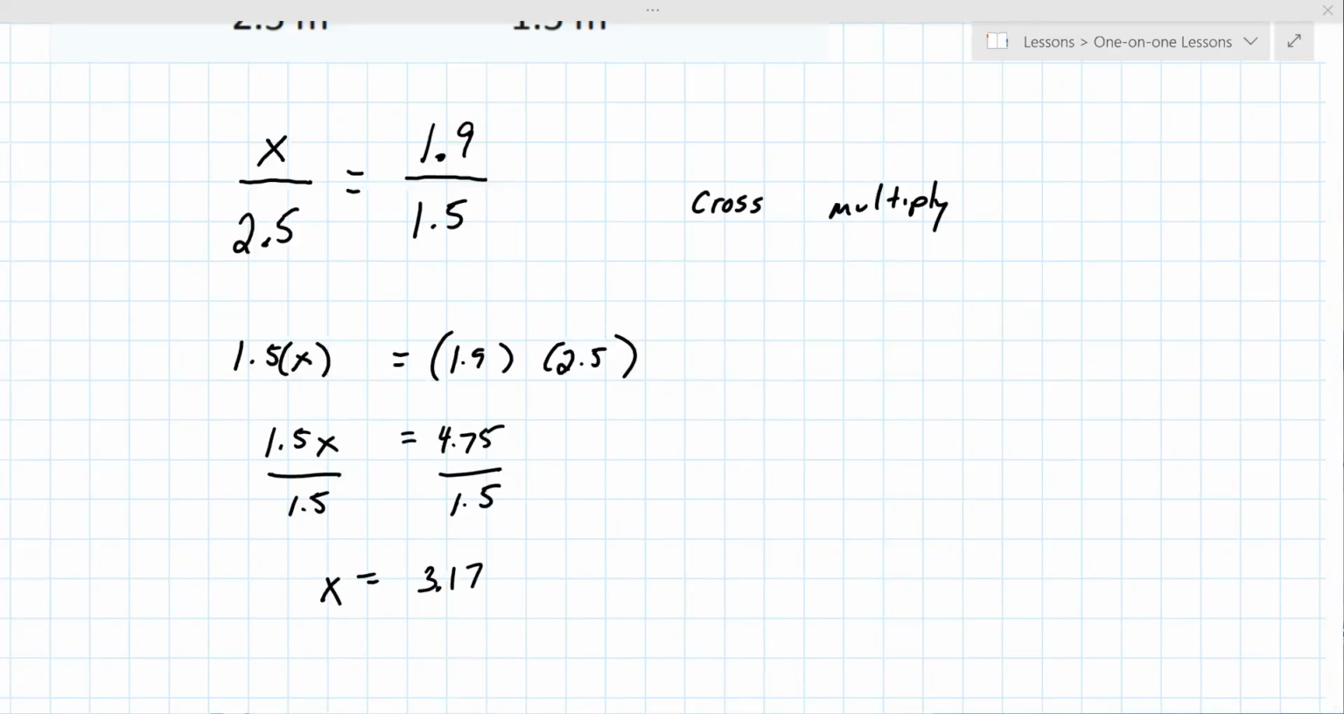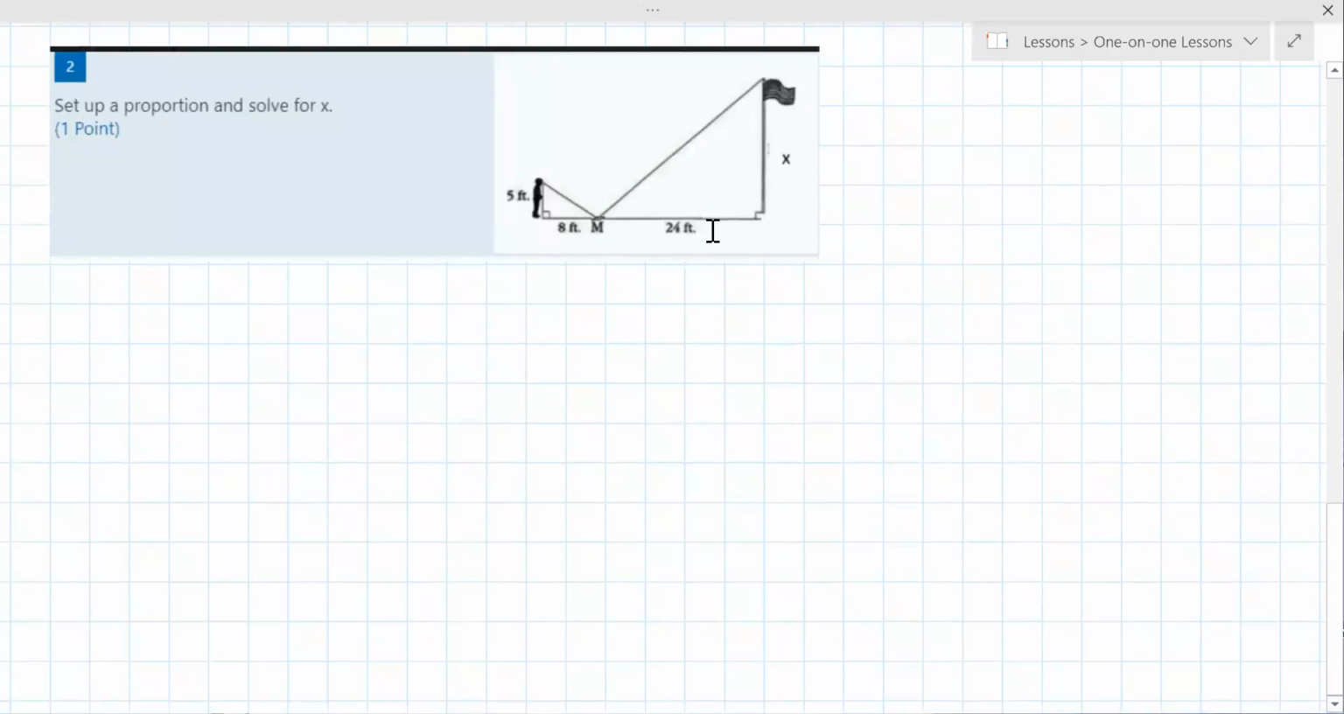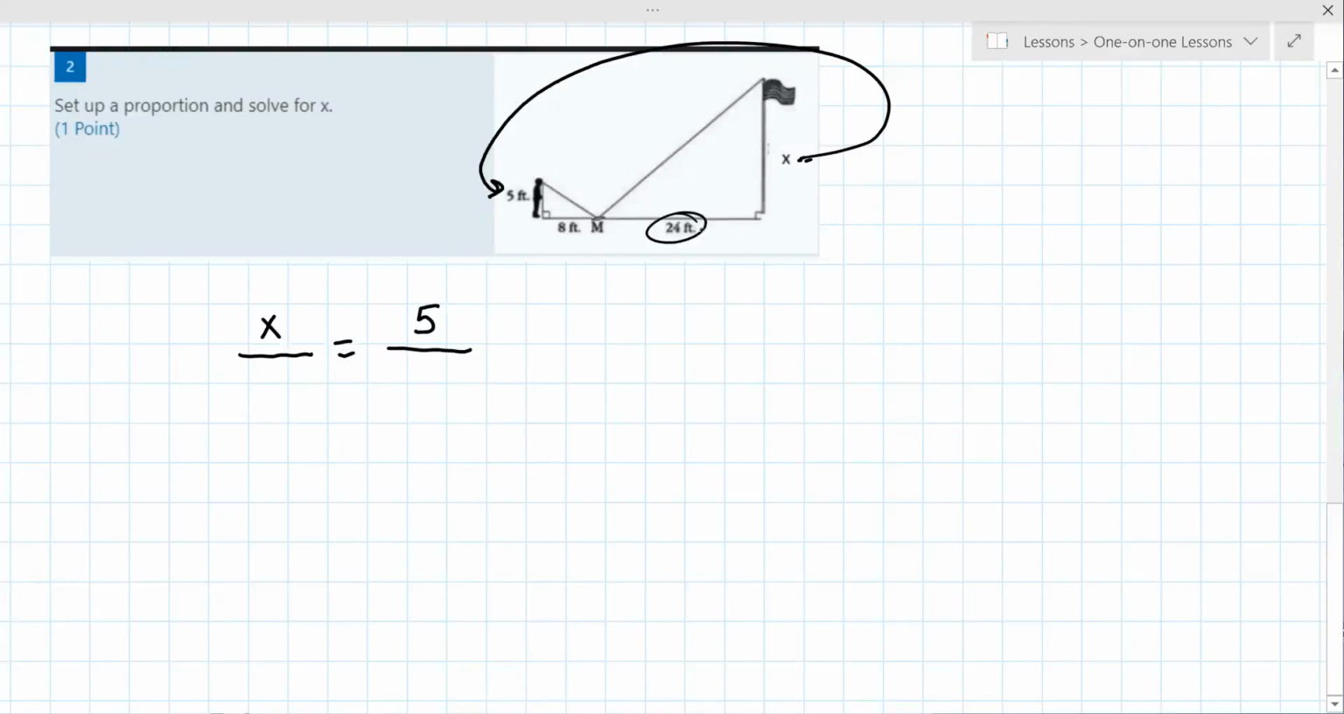Question 2. It's really similar in the sense that you're setting up a proportion. Again, I'm going to recommend that you put x in the top left. So x is over here on the side, and it goes along with the person there. Using the convention from the previous problem, we're going to put the 5 here. That means that the 24 goes with the x, so it's going to go underneath, and the 8 goes with the 5 underneath.